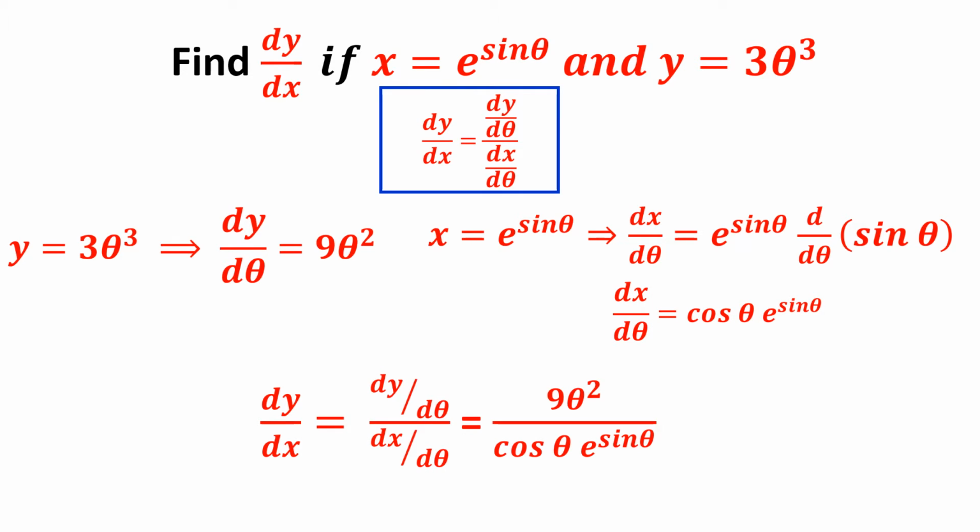Now put it in that equation. Dy by dx is dy by d theta upon dx by d theta, which is 9 theta square upon cos theta into e power sine theta. If there is any scope for simplification, simplify it. Otherwise, you can leave the answer as it is.